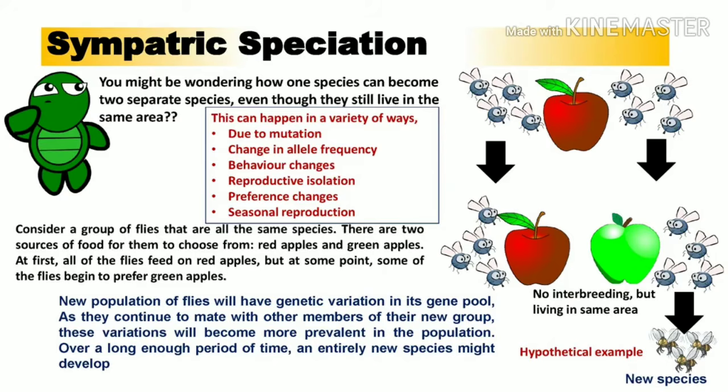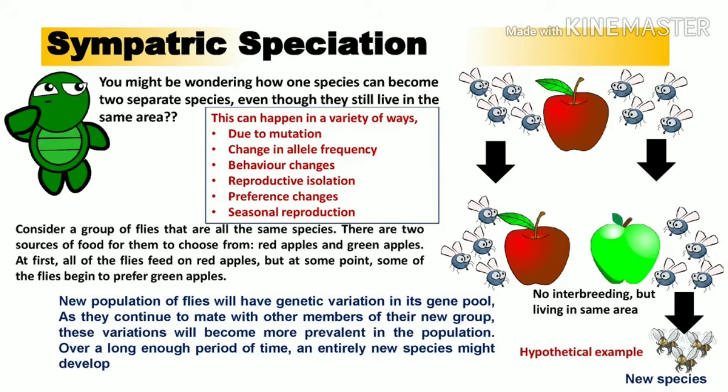In the next para it is mentioned that the new population of flies will have genetic variation in its gene pool. As they continue to mate with other members of the new group, these variations will become more prevalent in the population. Over a long enough period of time, an entirely new species might develop. So what is actually happening? The flies feeding on green color apple are much more interested in interbreeding with one another, compared with the flies feeding on red color apple.